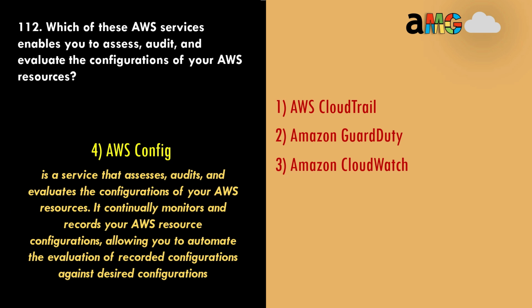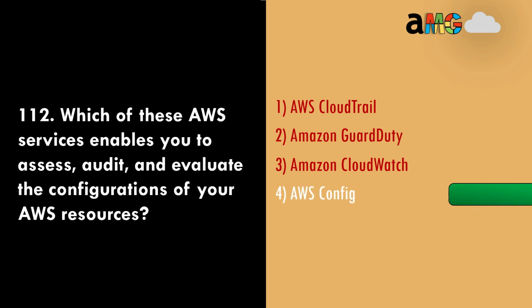Option 4, AWS Config is a service that assesses, audits, and evaluates the configurations of your AWS resources. Okay, it continually monitors and records your AWS resource configurations, allowing you to automate the evaluation of recorded configurations against desired configurations. Okay, so this is what we want. This is the correct answer.